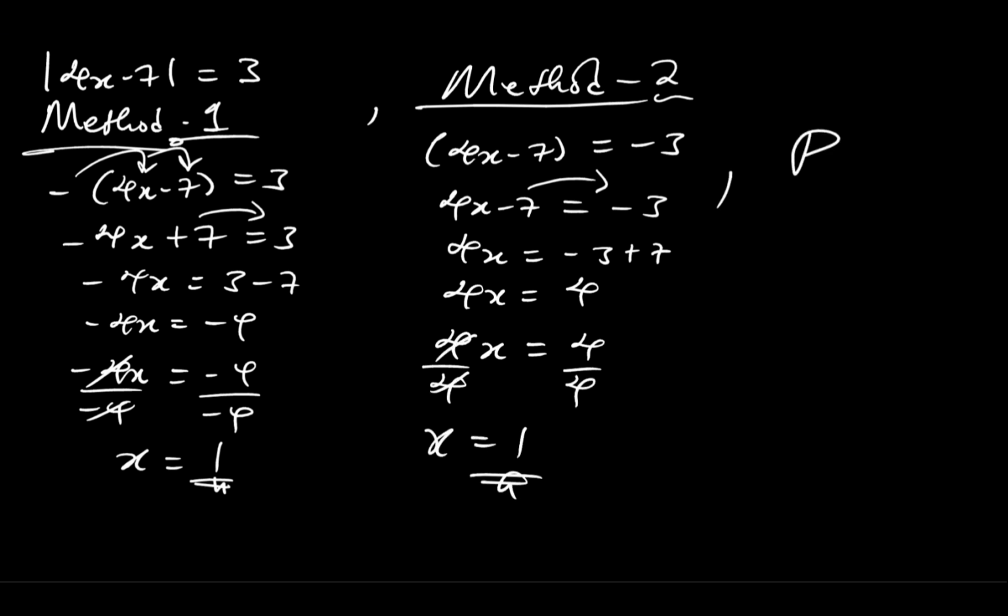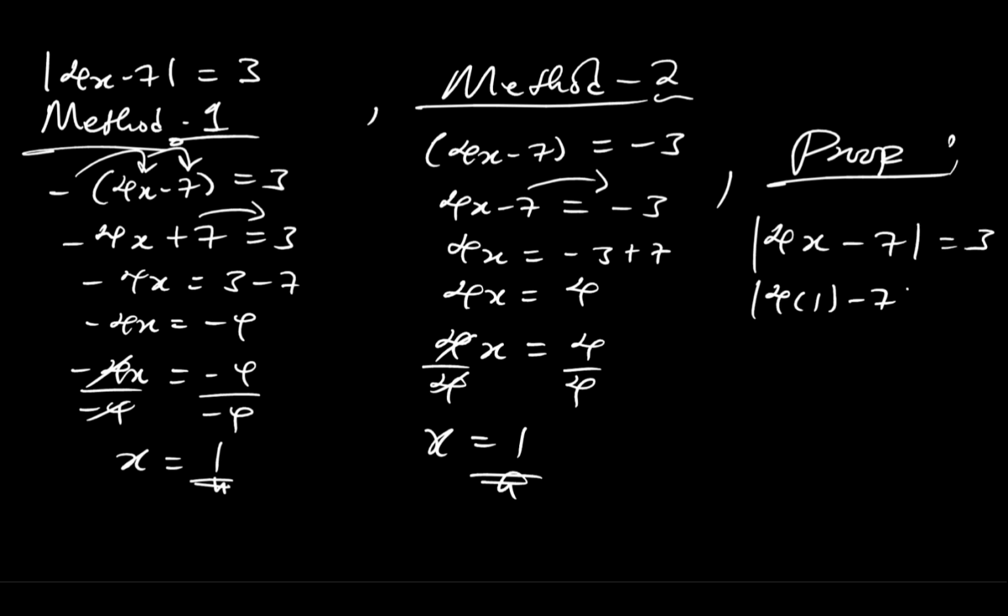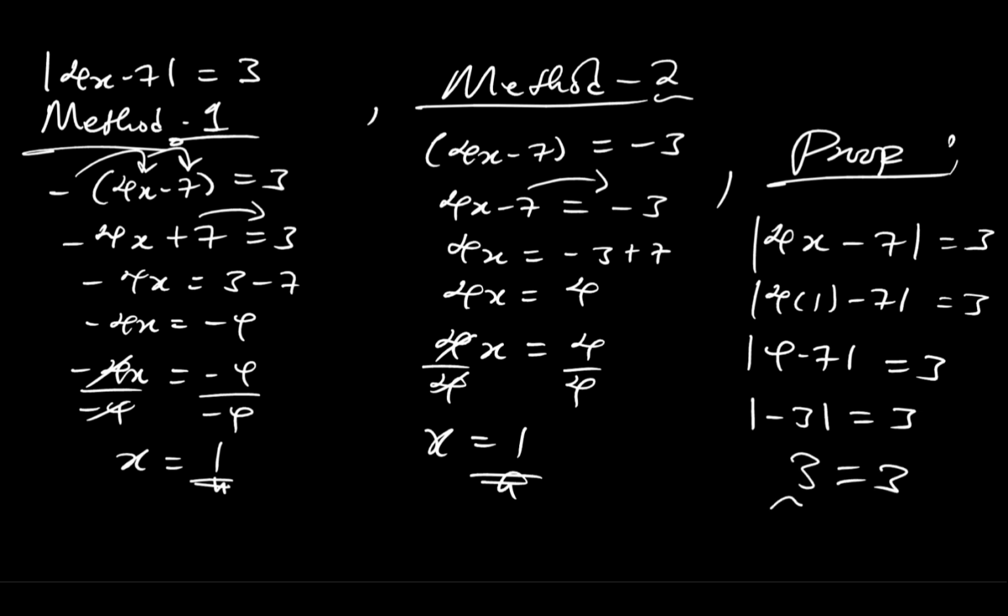You can do up a proof and see if it's true. So I'm having 4x minus 7 being equal to 3. So this will be 4 times 1 minus 7 being equal to 3. So this will be 4 minus 7, that's minus 3, being equal to 3. Remember, whenever it's absolute, whatever value you have, if it's negative, it becomes positive. So you have 3 being equal to 3, which holds true.